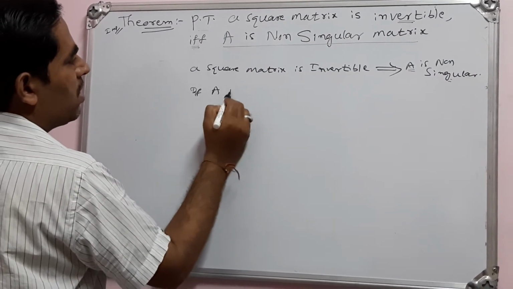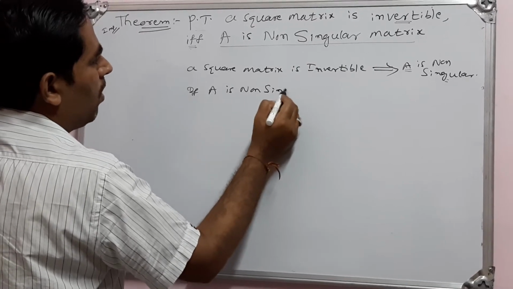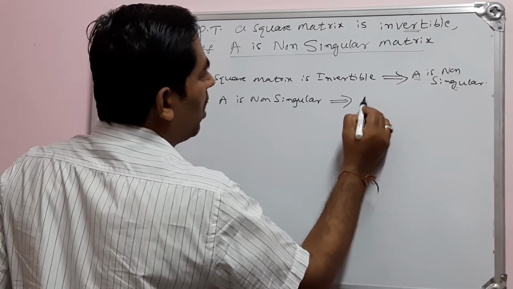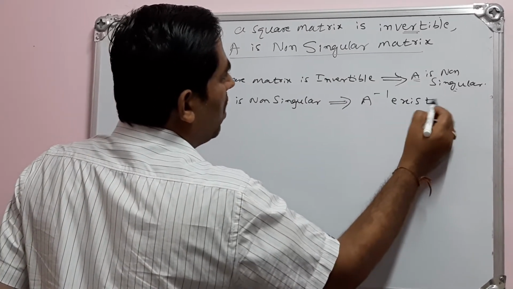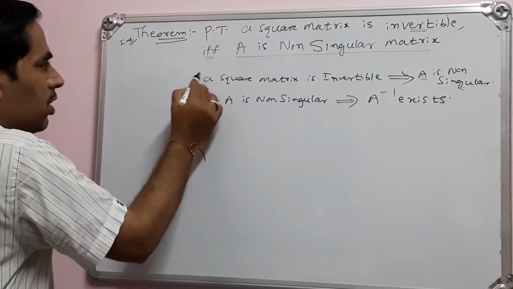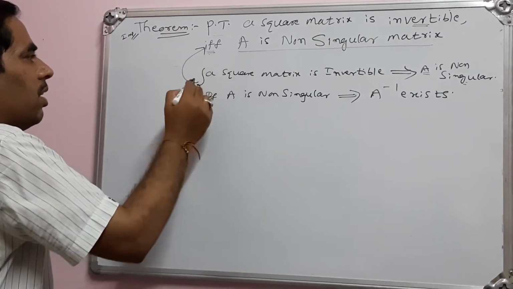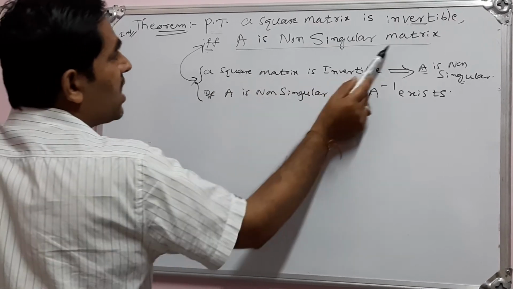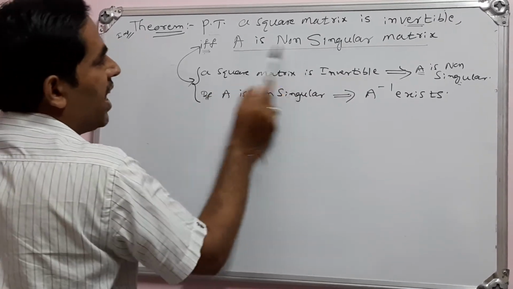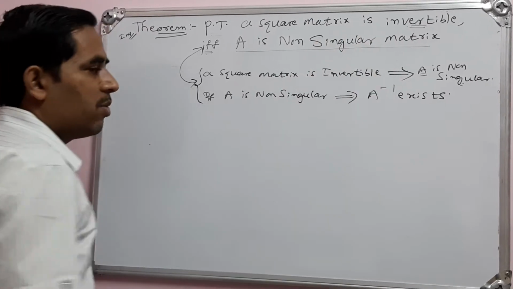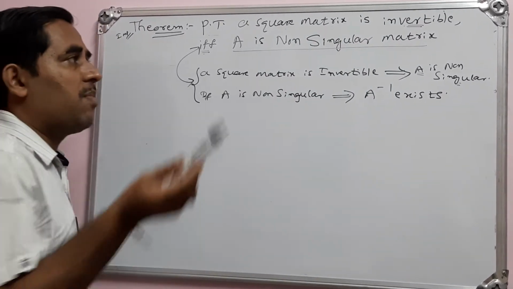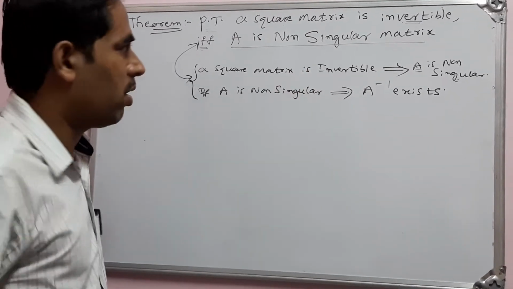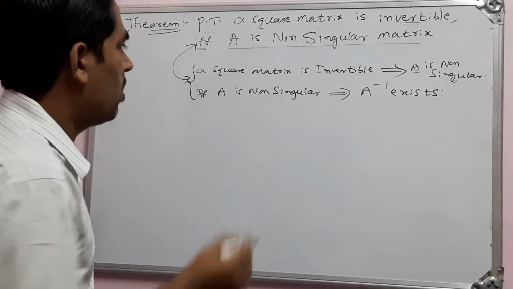If A is a non-singular matrix, then it is invertible, that means A inverse exists. So this theorem implies these 2 points. Observe, a square matrix is invertible if A is non-singular, and conversely, if A is non-singular, then the matrix is invertible. To say that a matrix has an inverse, it should be non-singular; if it is non-singular, then A inverse exists. If it is singular, then the inverse does not exist. That is the point here.